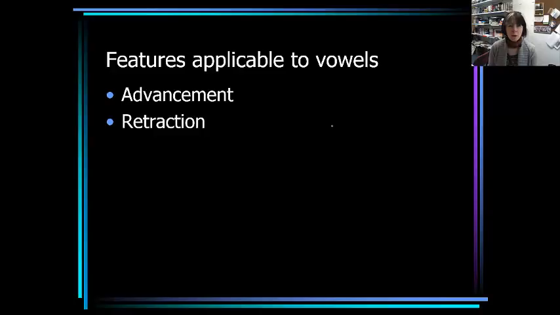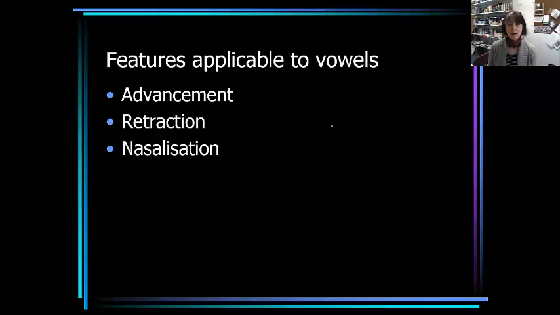So what features are applicable to vowels? We can also add diacritics to show that vowels are produced in a slightly different position from what's indicated by this chart. So for example, we can show that vowels are produced slightly further forward in the mouth. This is called advancement. We showed that as well with some consonant sounds. Retraction is where the vowel is made slightly further back. We can also have nasalized vowels.